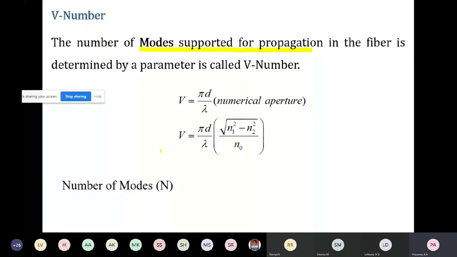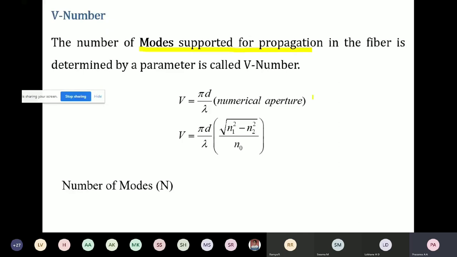In order to calculate that number of rays that are propagated in optical fiber, this is the equation. V equal to pi d by lambda, numerical aperture is multiplied. Numerical aperture was defined in the last class. It is, in mathematical form, sine of the angle of acceptance.